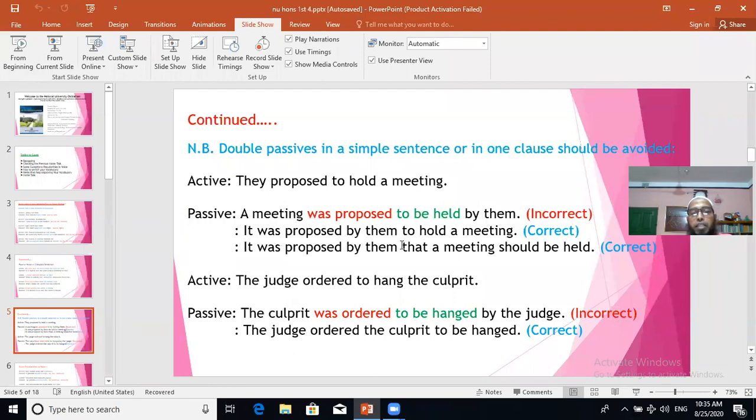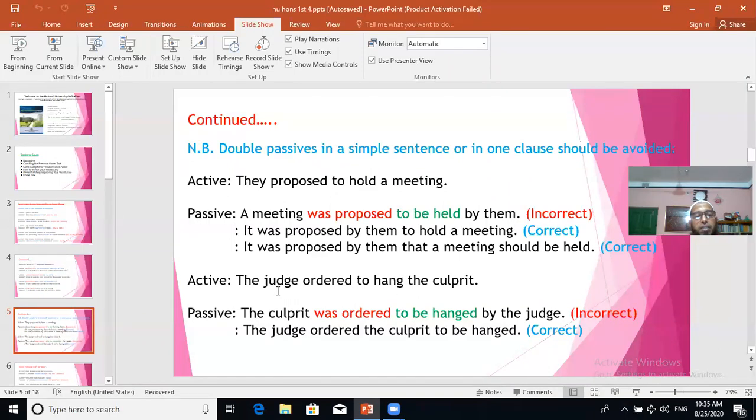It was proposed by them to hold a meeting. That's the correct answer. Or you can change it in another way. It was proposed by them that a meeting should be held. That may also do. You can write this way. But if you want to keep it simple like the same sentence, it was proposed, you should change only the voice of proposed. It was proposed by them to hold a meeting. That is the correct answer.